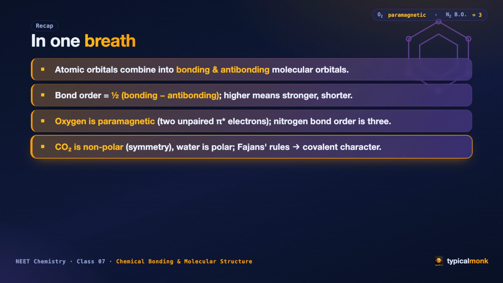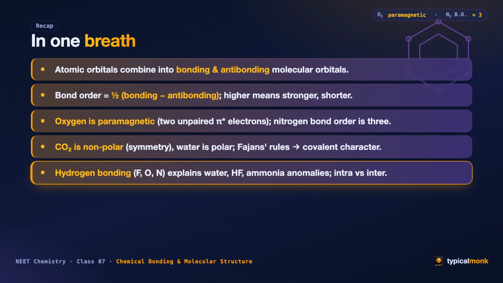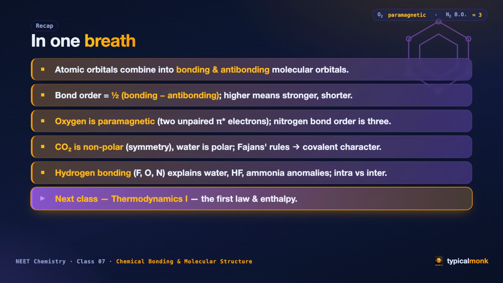Water is polar because it is bent, and Fajans rules tell us when an ionic bond turns covalent. And hydrogen bonding, from fluorine, oxygen, or nitrogen, explains the high boiling points of water, hydrogen fluoride, and ammonia. And it can be intramolecular, as in orthonitrophenol, or intermolecular, as in para. And next class, we open a new chapter, thermodynamics. We meet the first law and enthalpy, the accounting of energy in every reaction.